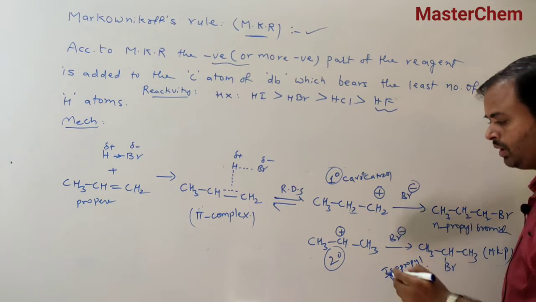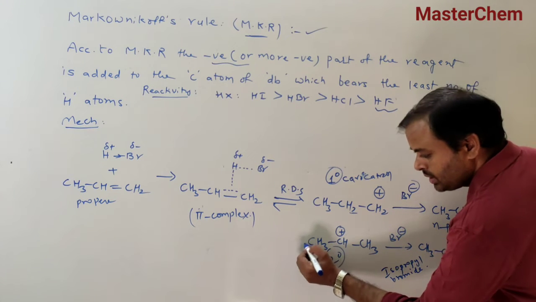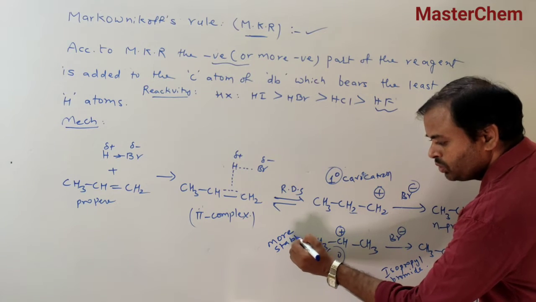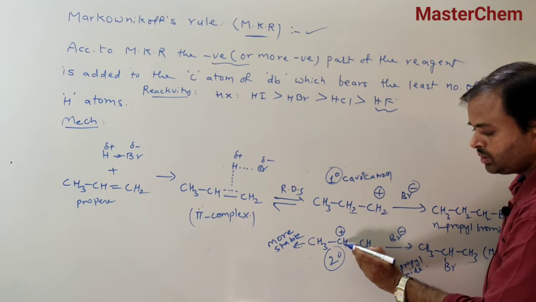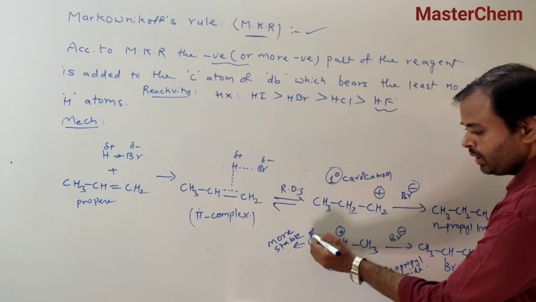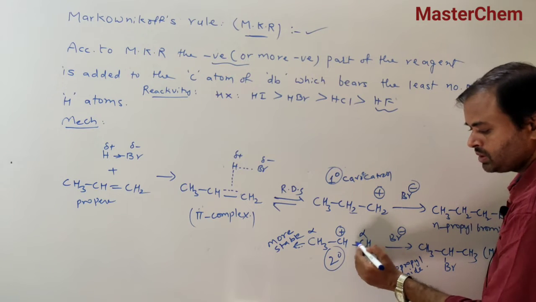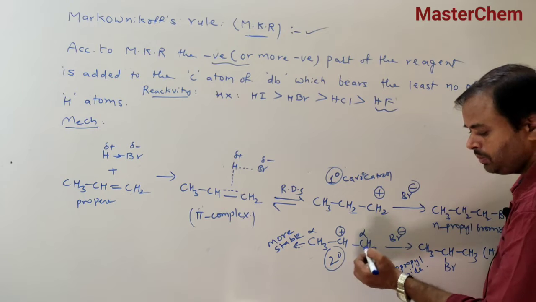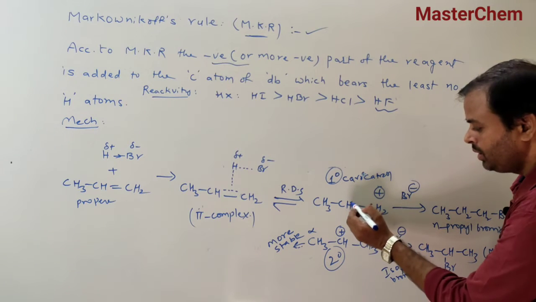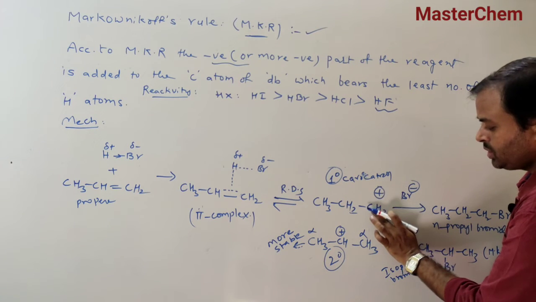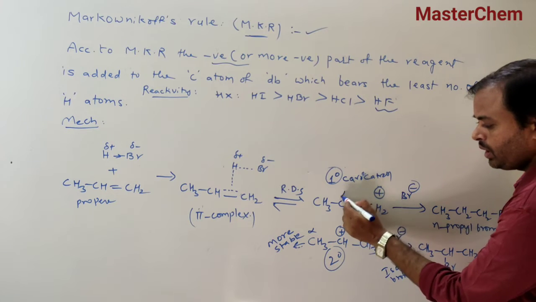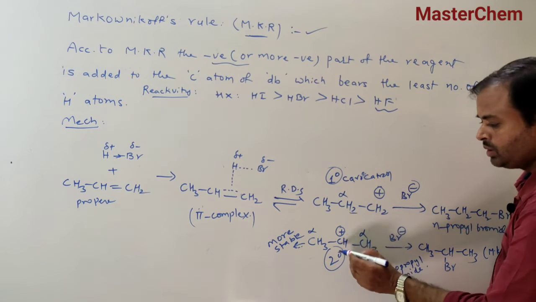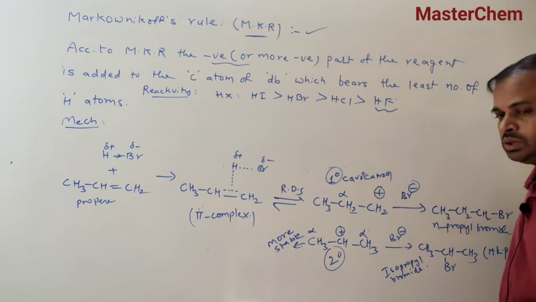This is primary, which is less stable, so the secondary carbocation is more stable. Why is it more stable? The positively charged carbon has how many alpha carbons? Two alpha carbons, and six alpha hydrogen atoms, 3 plus 3. But here the positively charged carbon has only one alpha carbon, with only 2 alpha hydrogens. That's why, compared to the primary, the secondary is more stable.